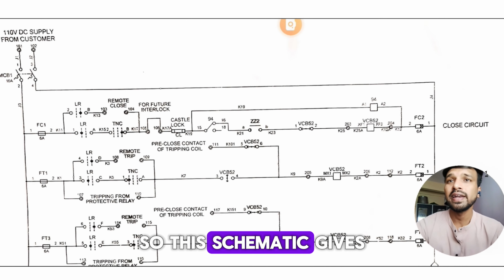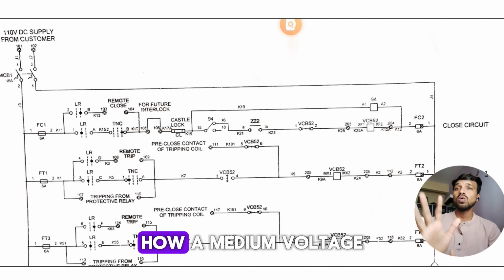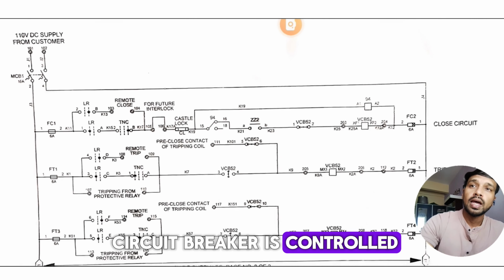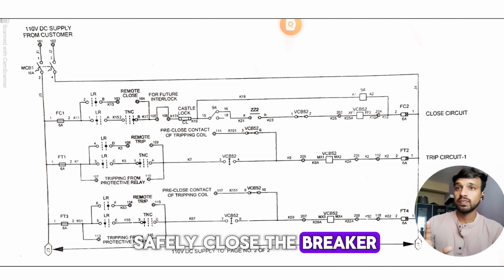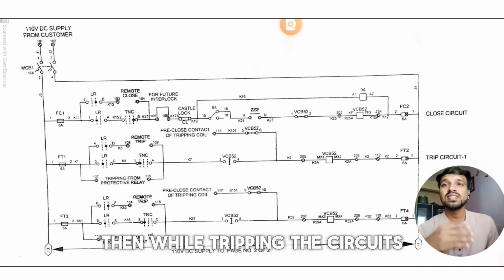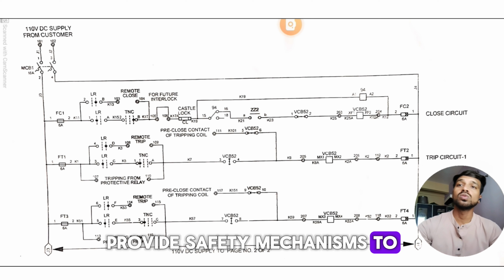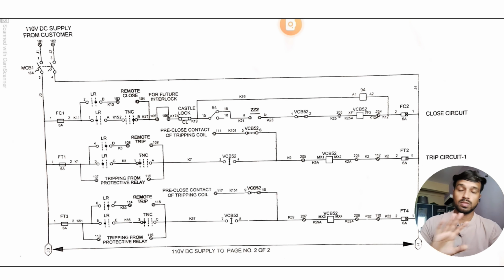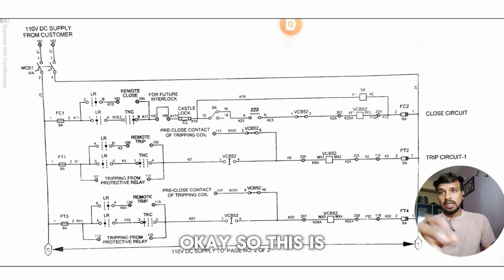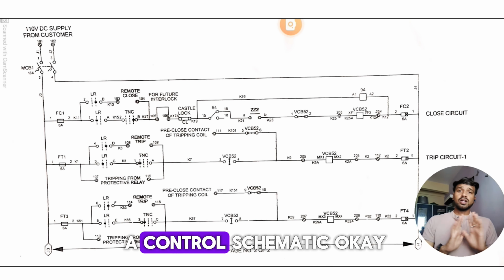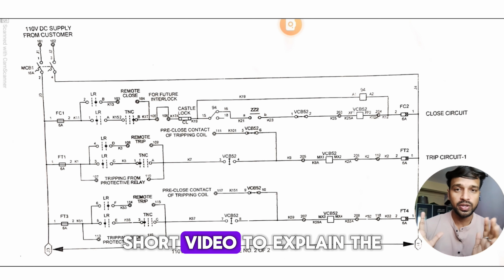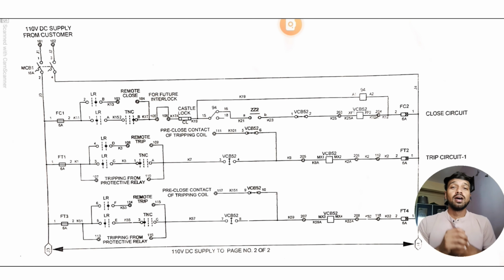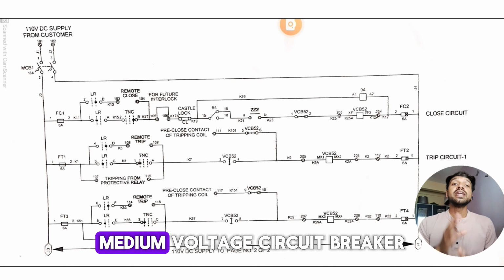So this schematic gives us a clear picture of how a medium voltage circuit breaker is controlled, and the closing circuit ensures that we can safely close the breaker. Then the tripping circuits provide safety mechanisms to open the breaker during fault or maintenance. So this is the control schematic. This one is a short video to explain the control schematic of the medium voltage circuit breaker.